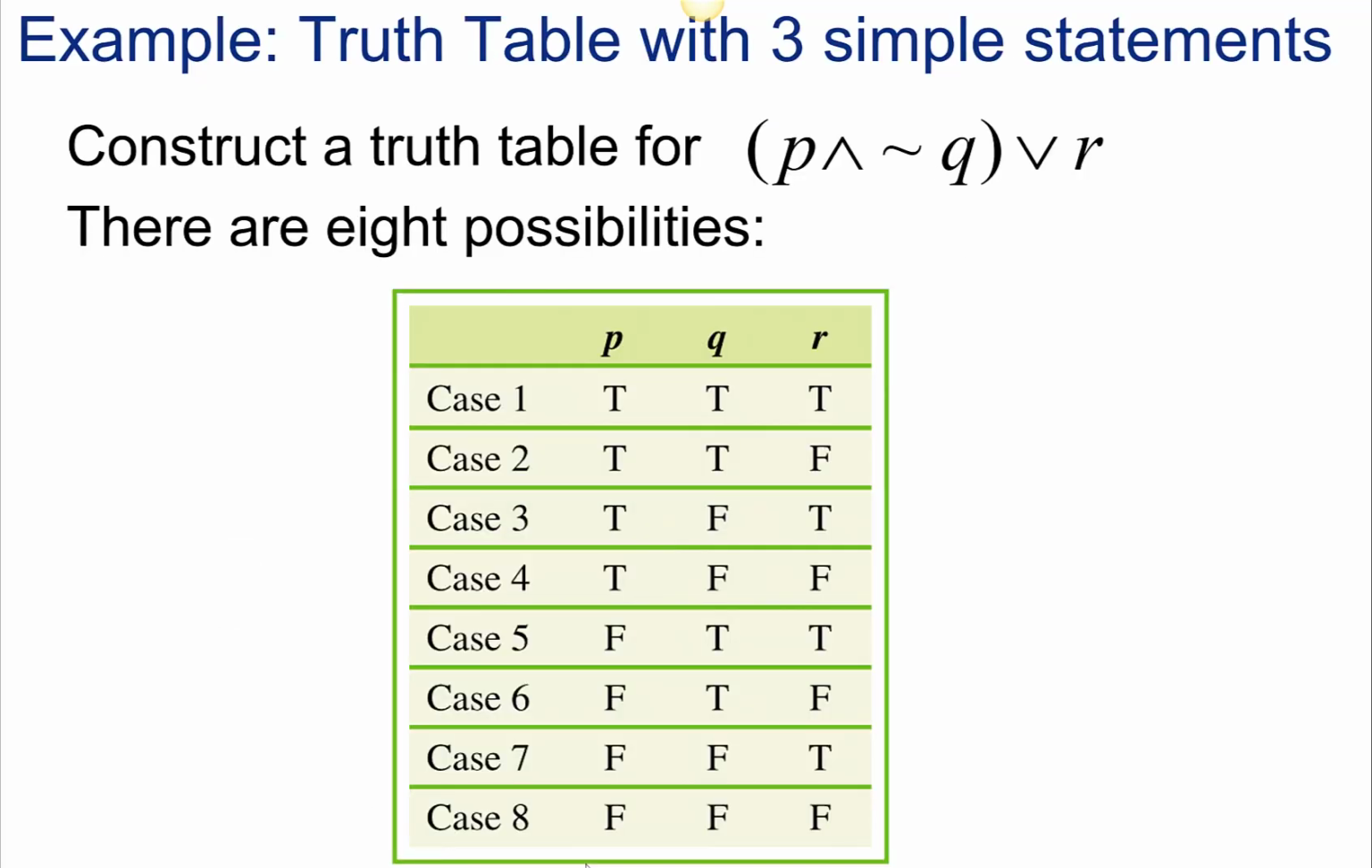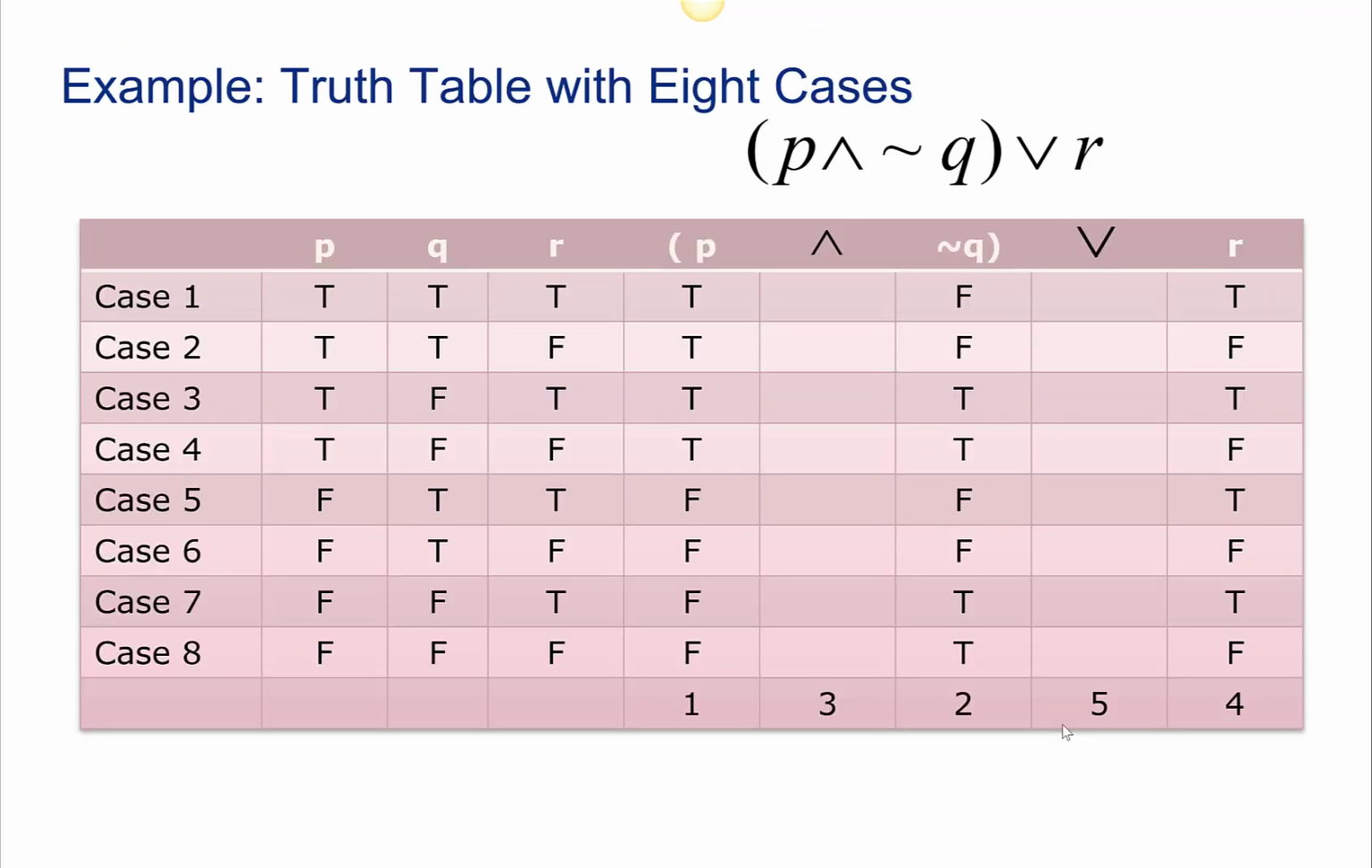Now, when we have 3 simple statements, we have 8 cases. And the one thing to notice is the pattern on the truth values. So for P, we see 4 trues followed by 4 falses. For Q, the pattern is true, true, false, false, true, true, false, false. And then for R, we have alternating truth values. This is going to be the 8 cases that we're going to use to build our truth table.